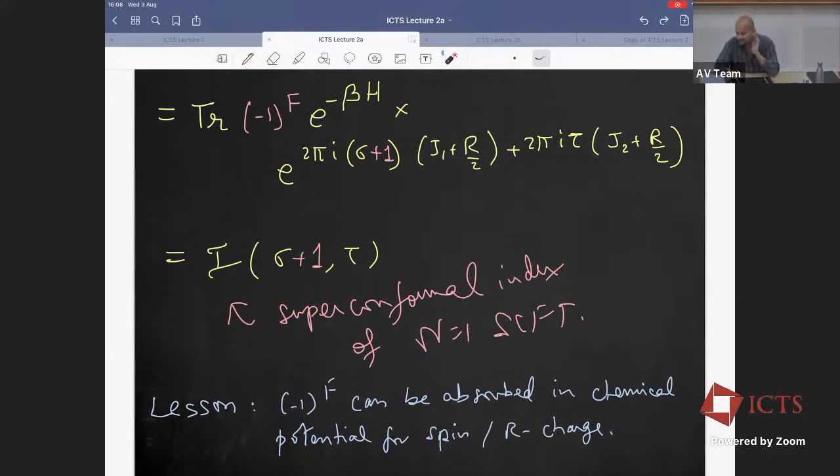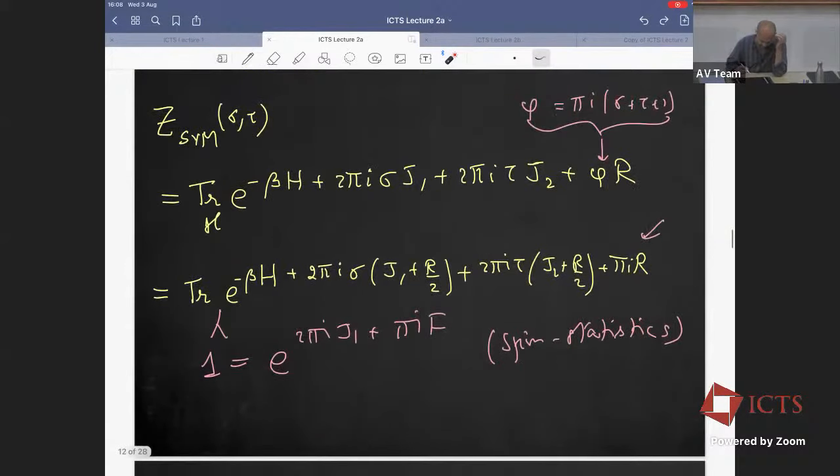A very naive question. Can you explain this spin statistics statement? The spin statistics statement is the fact that for any state, the fermion number is the same as e^{2πi J1}. It says that bosons carry integer angular momentum and fermions carry half integer angular momentum, which is a fact of field theory or quantum mechanics. So any state in the Hilbert space, this operator evaluates to 1. I see.